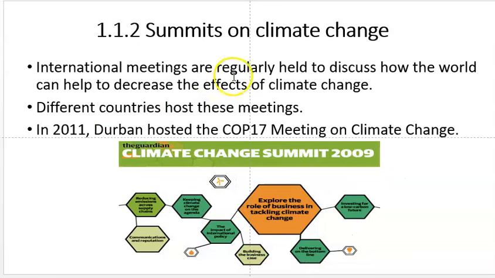Then we have another summit, the Summit on Climate Change. It is an international meeting, regularly held, to discuss how we can decrease the effect of climate change. As you know, there are a lot of climate change issues. This summit talks about bringing strategies that will make a difference and reduce climate change. Different countries rotate in hosting this. In 2011, Durban hosted the COP17 meeting on climate change, where they talked about these kinds of issues.